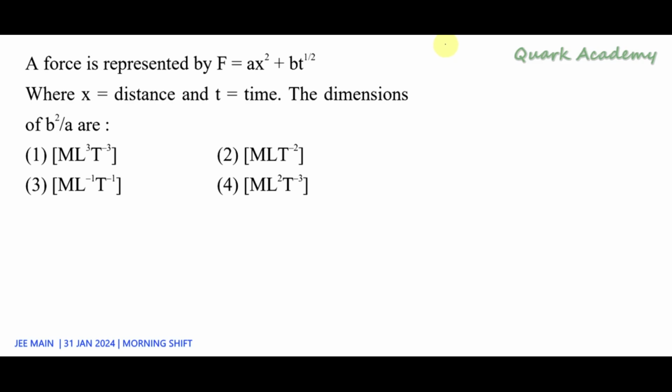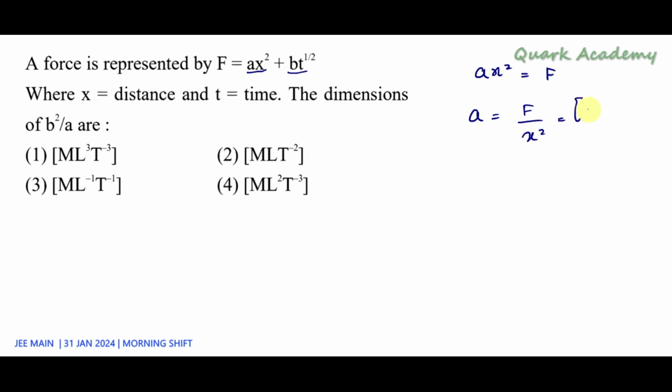We need to find the dimension of b squared by a. So let's figure out the dimension of a and b separately. Since it is addition, like a x squared plus b t power 1 by 2 is equal to force, which means a x squared should be equal to the dimension of force. So the dimension of A is force by x squared.